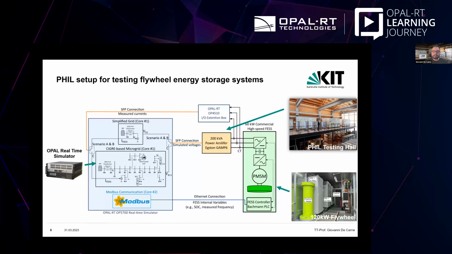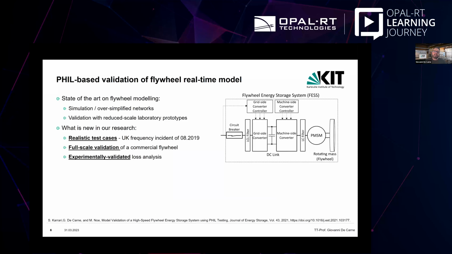So you see here, now we have a loop, and in this loop we have the flexibility of the simulation and the fidelity of the testing in the hardware. What can we do with that? Well, the first thing is to create a digital twin of our flywheel, a model that is extremely accurate and based on data.